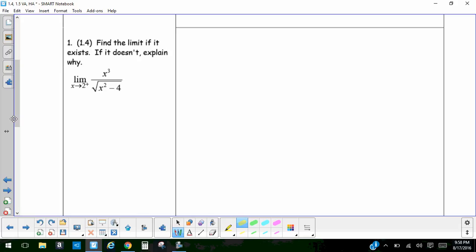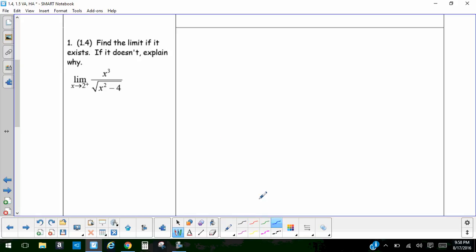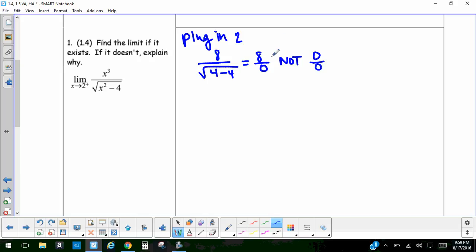Okay, find the limit if it exists. X needs to approach 2 from the right. Well, our strategy for finding limits is first, just try to plug in the number and see what we get. So 2 from the right doesn't really matter to me right now. I'm just going to plug in 2 and see what I get. So I plug in 2, I get 8 on the top, and I get square root of 4 minus 4, I get 0 on the bottom. 8 over 0. Well, that's a number over 0. That was not 0 over 0. So 0 over 0 means to do more work. 8 over 0 means a VA.